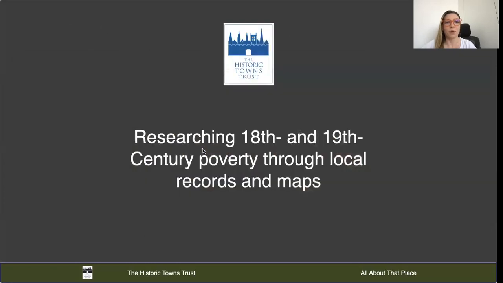I know some of my colleagues are going to be talking about the Trust's work in more detail, but now I'm going to focus on how you might go about researching 18th and 19th century poverty through local records and maps. This is a topic that many family historians and genealogists will have encountered, and it can be difficult to know where to start when it comes to learning more about our poor ancestors' lives and circumstances.